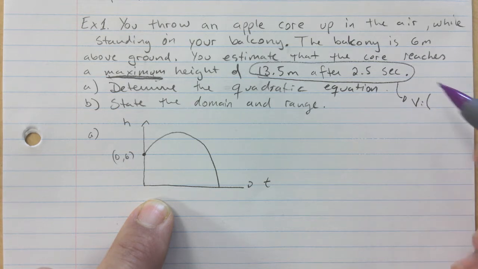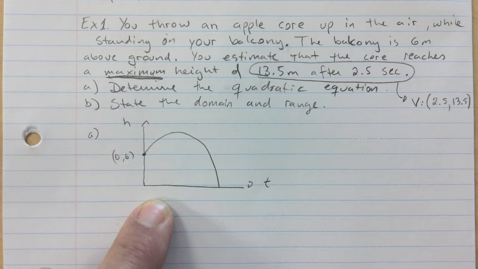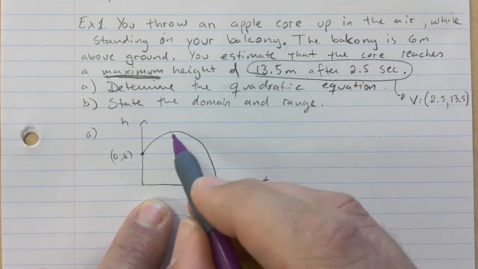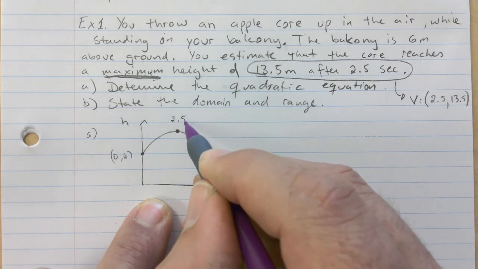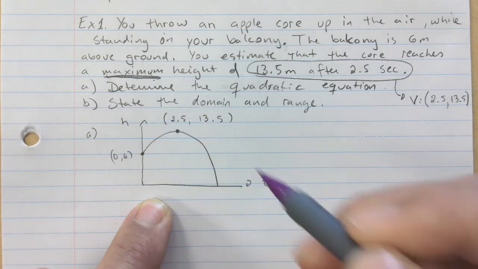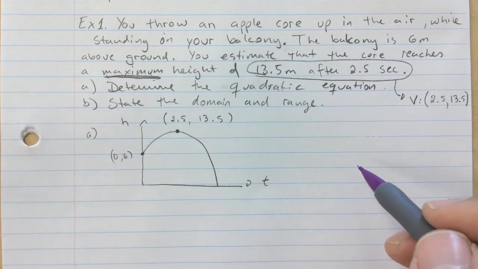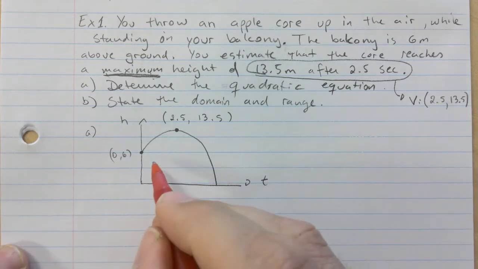And you have to be careful with the correct order: 2.5, 13.5, that's what they're giving you there. So we're going to go ahead in our diagram and find the vertex and label it accordingly, 2.5, 13.5, like that. Okay, so you have 2 points, great. Can you perform a regression? No, you need a third one. That's where I'm going to ask you to use the symmetry.